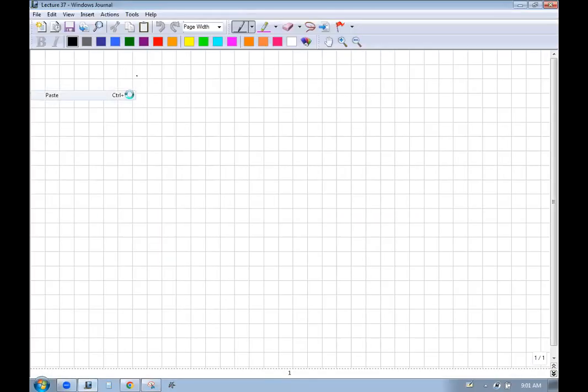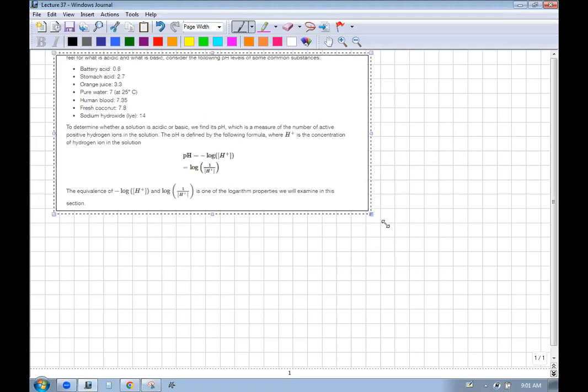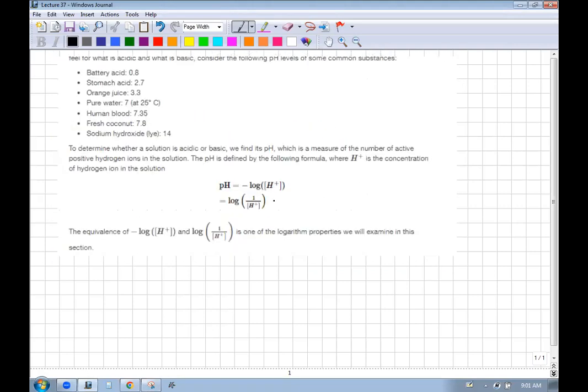One of the examples they like to use in talking about logs is the pH balance. pH goes from 0 to 14. Water is a 7 right in the middle. So things less than a 7 are acidic, things bigger than a 7 are basic or alkaline. And it depends on the hydrogen ion content.